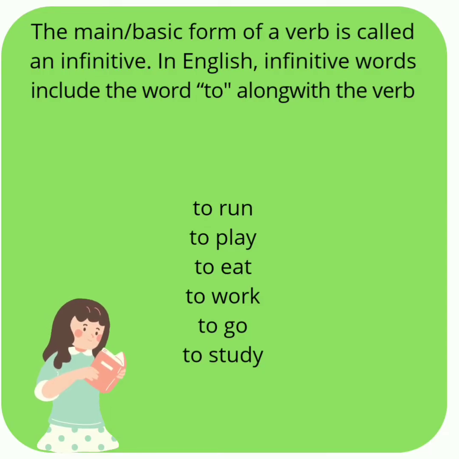What is infinitive? The main or basic form of a verb is called an infinitive. In English, infinitive words include the word to along with the verb. For example, to run, to play, to eat, to work, to go, to study. These are all examples of an infinitive verb, which includes to along with the verb.